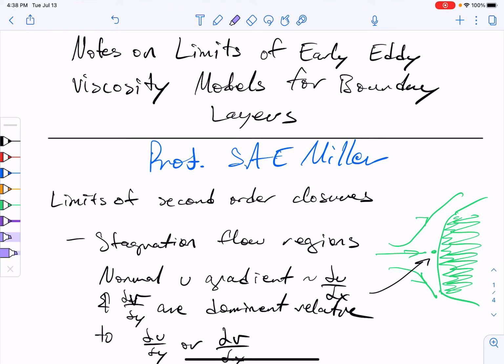Today I want to talk about the notes on limits of the early eddy viscosity models, which I previously discussed in this lecture series. These are applications for boundary layer flows or external aerodynamics. But some of these things might be applied to internal aerodynamics. Some of these limitations have been overcome by more contemporary eddy viscosity one equation, two equation models. But it leads into the discussion of the necessary and early work in the late 1980s for successful Reynolds stress models. So let's look at the particular limits of the second order closure moments.